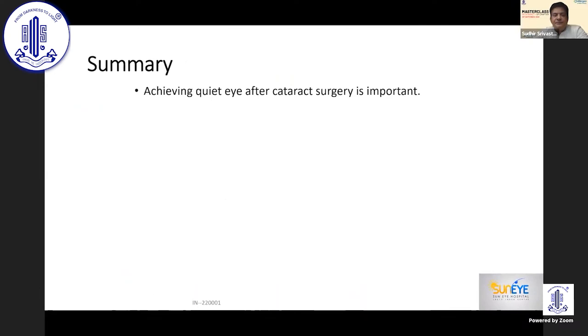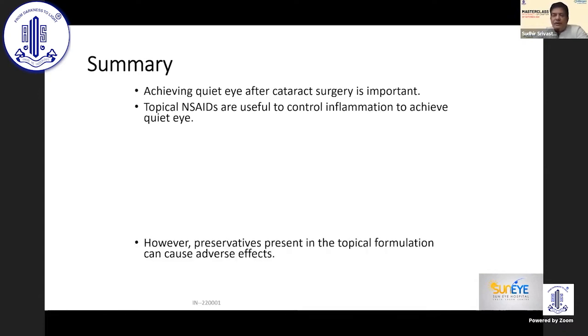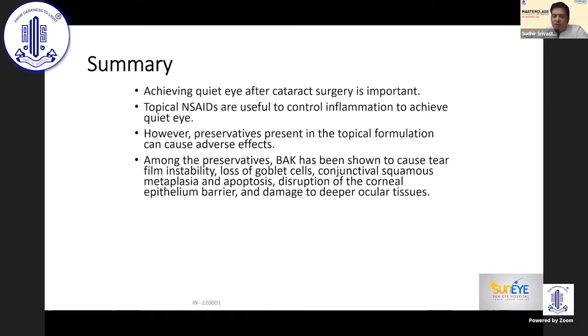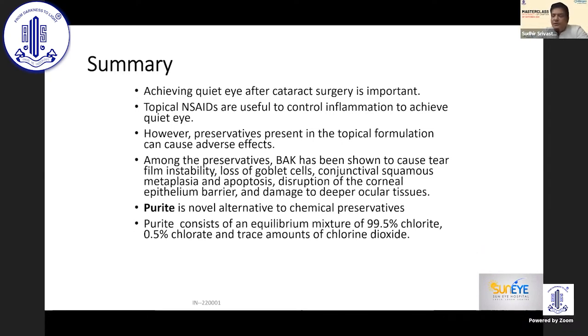Just to summarize, achieving a quiet eye after cataract surgery is very, very important, and topical NSAID is very important to control the inflammation along with the steroids to achieve a quiet eye. However, the preservatives present in the topical formulations can create problems, and BAK is the biggest villain. Fluoride is the novel alternative to the chemical preservatives, and fluoride is found to cause minimal effects on the corneal surface.